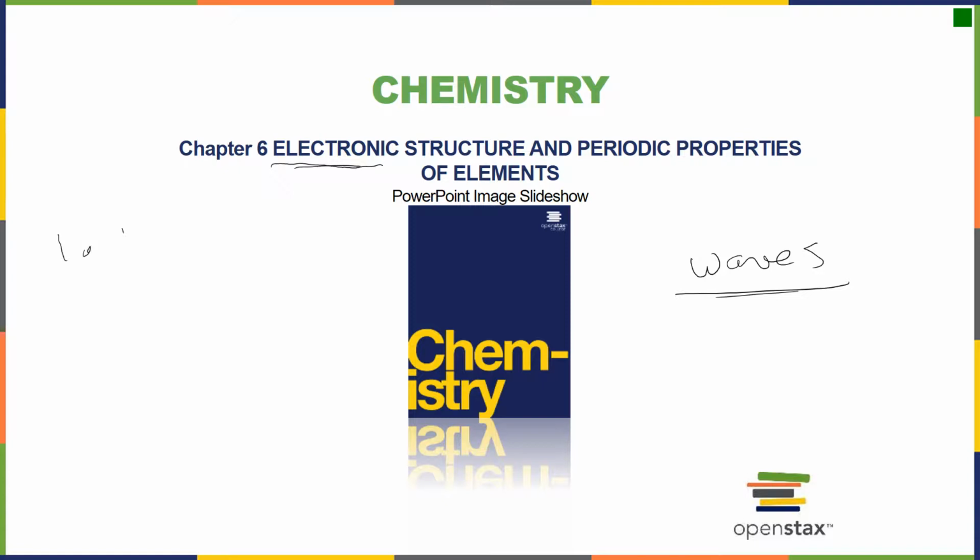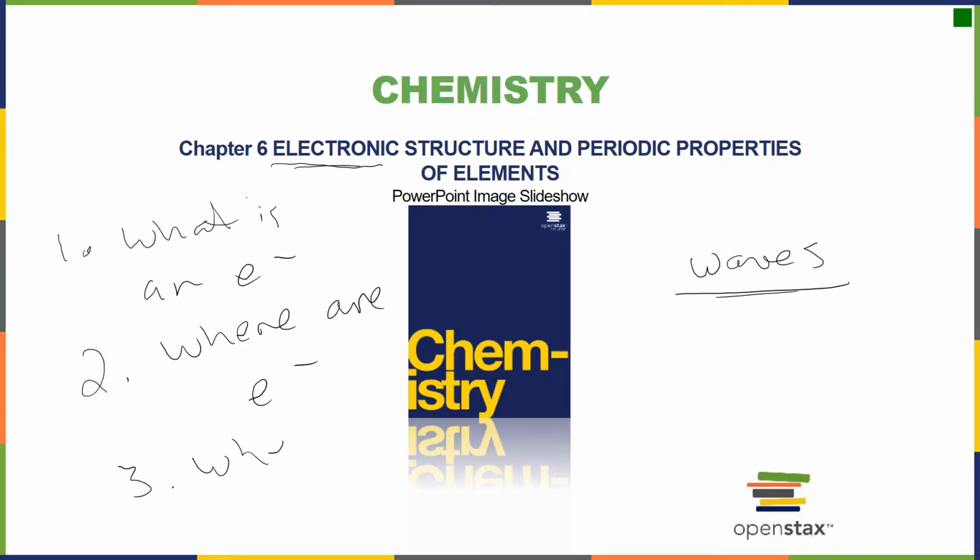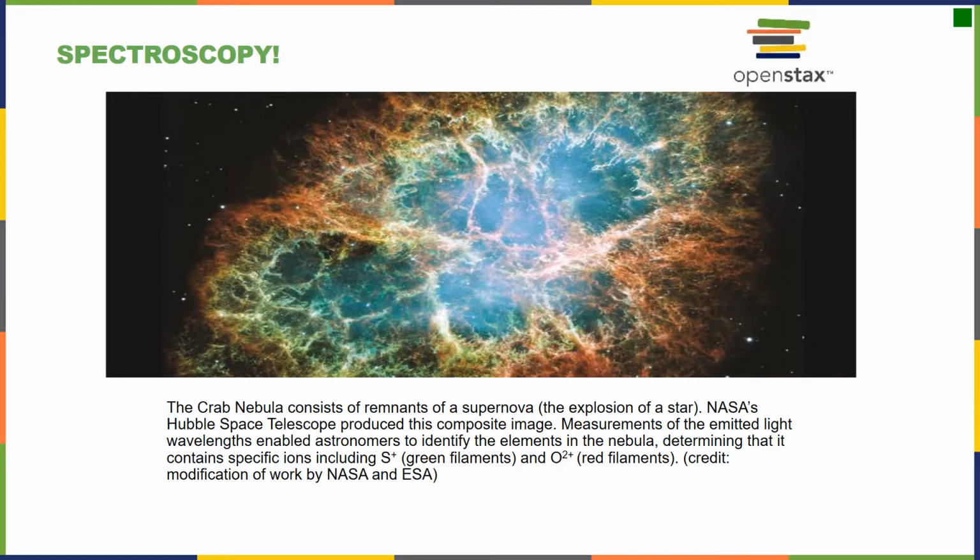We're going to ask ourselves, what is an electron? We're going to ask ourselves, where are the electrons? And then we're going to ask ourselves, where are they going? And if we can answer these three questions, then we can truly understand, at least at this level, a little bit of quantum mechanics and a little bit of the electronic structure.